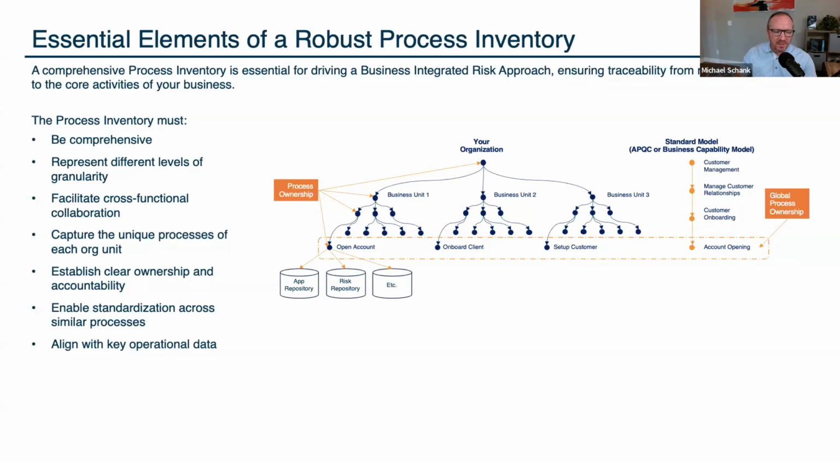And then the last part of this is to align with key operational data. So if you know your processes, you could align this to what applications they utilize, what risks and controls they're responsible for, what third-party vendors. I mean, the list goes on and on. It's really tying everything together in one model where you could slice and dice and understand the impacts of everything.